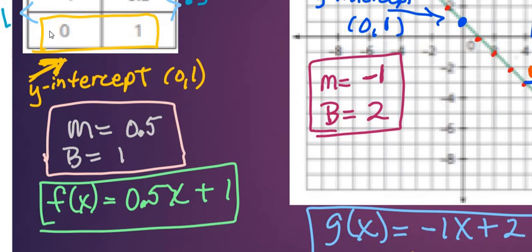Now, when I look at this right here, here's my y-intercept. My 0's in the y place. And so my 1 is where it's going to cross. At 0, 1 is where it's going to cross the y-axis. And when I write this as a function, it's going to be f of x equals 0.5x plus 1. You can write this with or without the 0 right here.